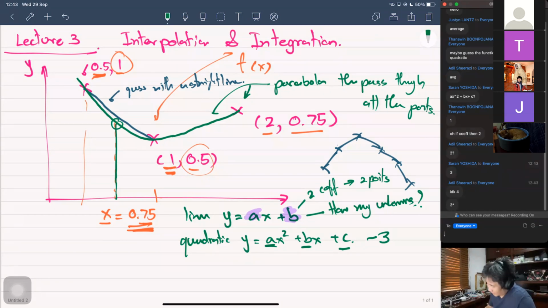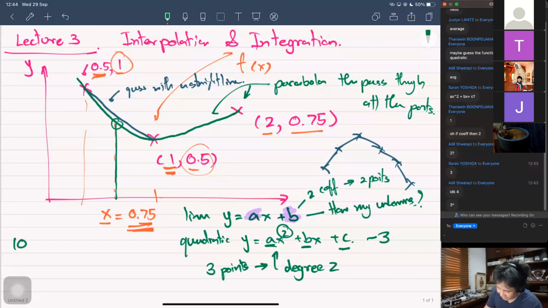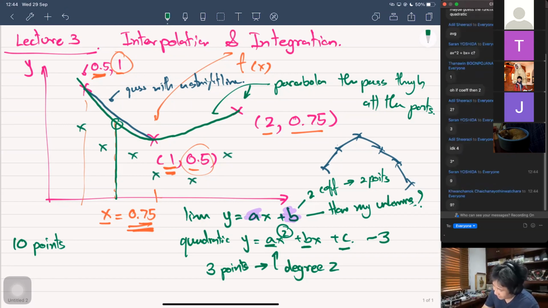So this thing is called a degree 2 polynomial, because the highest power of x is 2. So if you have 3 points, a degree 2 polynomial is good enough. But if you have 10 points, how many degrees would you need? Any guess? If you have 10 data points, here, there, 4, 5, 6, 7, 8, 9, 10. Yes, you would need a polynomial of degree 9, right?